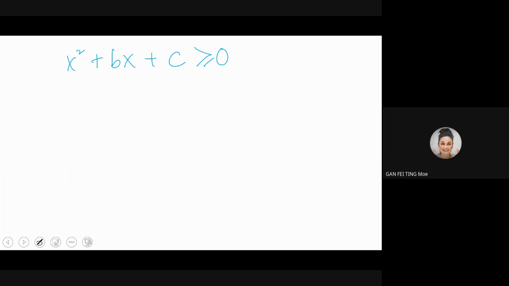What are the steps that you take? I don't care what is the quadratic expression given to you, it can be any. In general, this is your first step, so please jot it down. Your first step is to factorize.